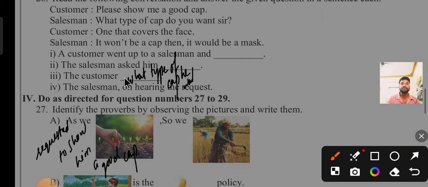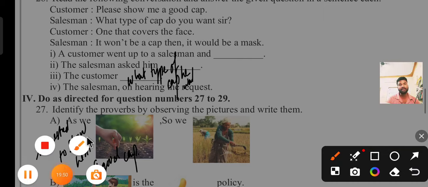The customer said that he wanted one to cover his face. Salesman, it won't be a cap, then it would be a mask. The salesman, on hearing this, said that it would not be a cap, then it would be a mask. Like this you can write, my dear students.